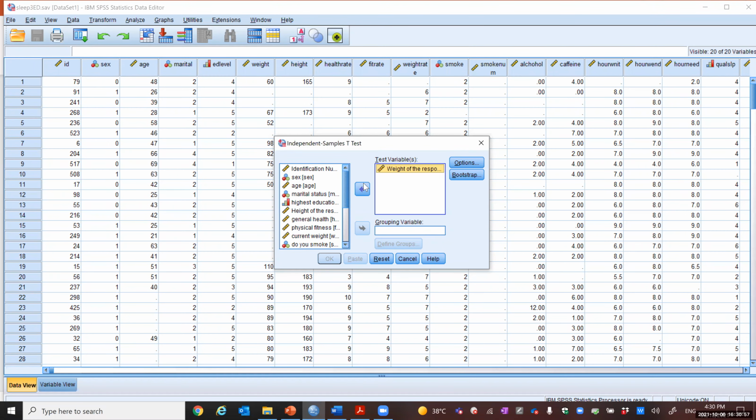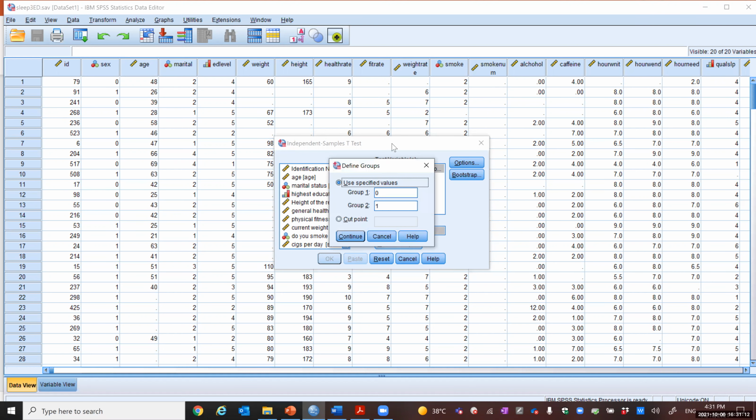I'll put weight here. And the grouping variable is my independent variable, which is gender. So this is the variable sex. I'll put sex here. Now you see two question marks in this bracket, so I'll click on Define Groups and I would define it.